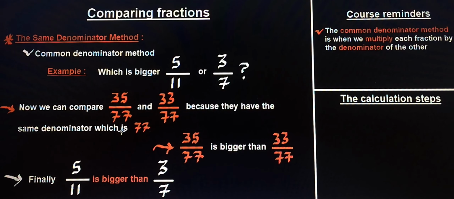Now we can compare 35/77 and 33/77 because they have the same denominator, which is 77. And we can see that 35/77 is bigger than 33/77. Finally, 5/11 is bigger than 3/7.